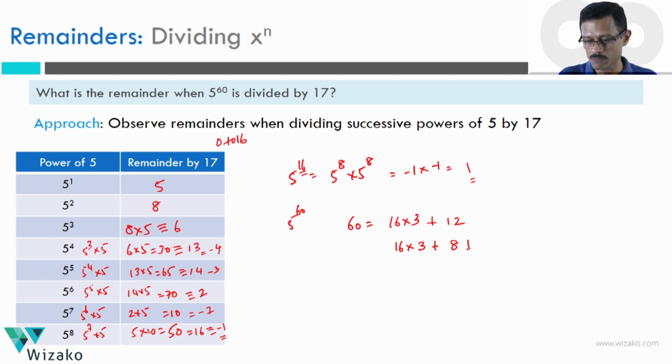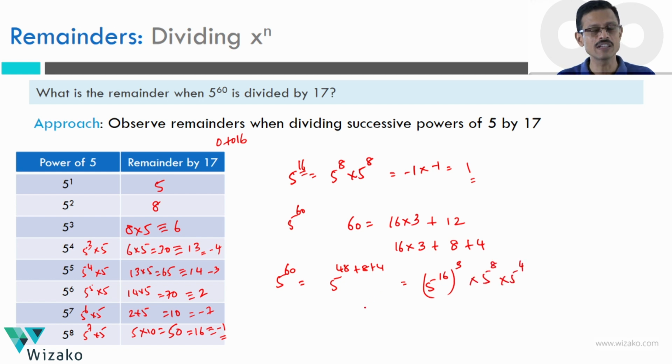So plus an 8 plus a 4. So I'm going to write this 5 power 60 as 5 power 48 plus 8 plus 4, which will essentially become 5 power 16 whole cube into 5 power 8 into 5 power 4. All that we have learned with indices, we are putting it to good use here. 5 power 16, the remainder is 1. So 5 power 16 whole cube, the remainder is going to be 1 cube.